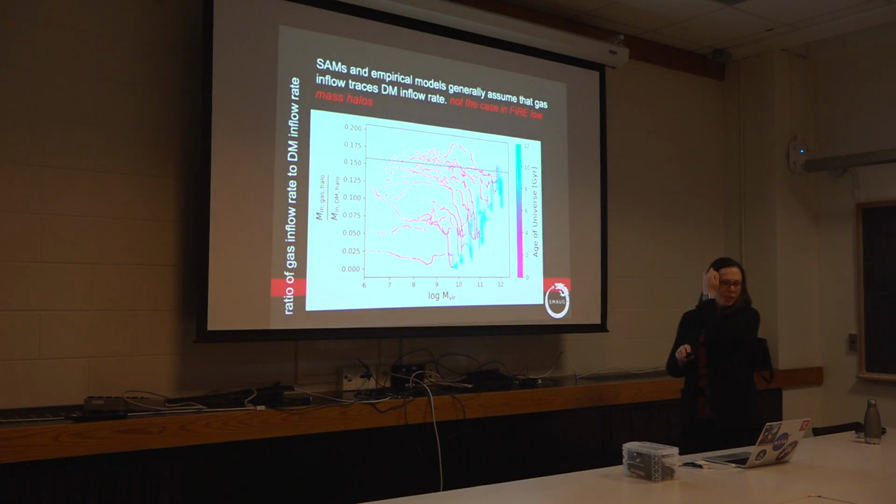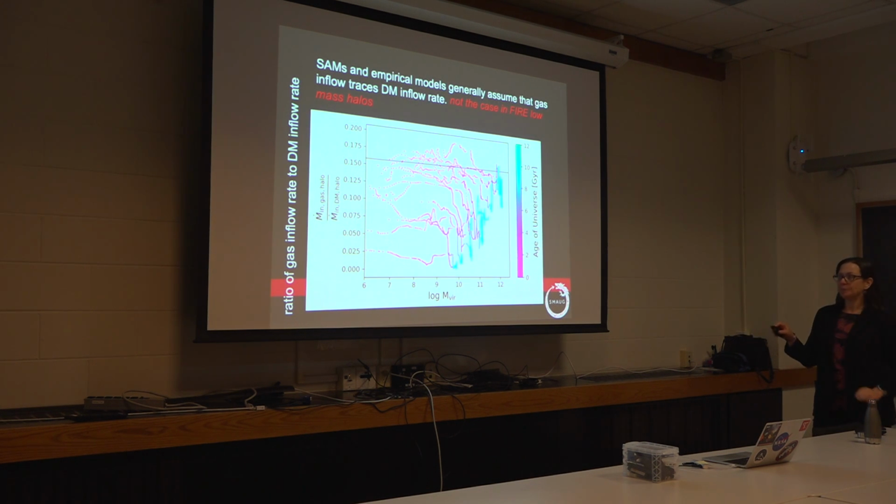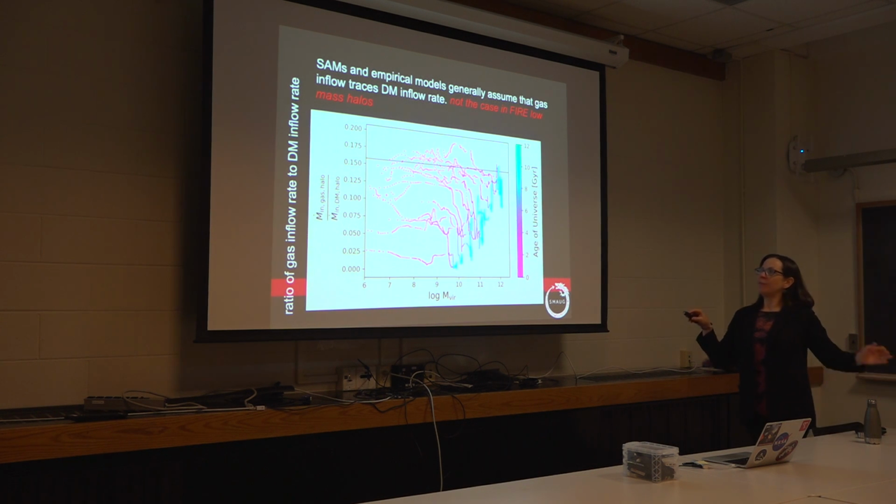So here's another plot, which I have to walk you through. So this is showing the ratio of the rate that gas is flowing in to the halo divided by the rate that dark matter is accreting into the halo. Okay? Now, SAMs assume that these are very closely related. And indeed, empirical models commonly assume that these are closely related, right? That when dark matter flows in, gas flows in.